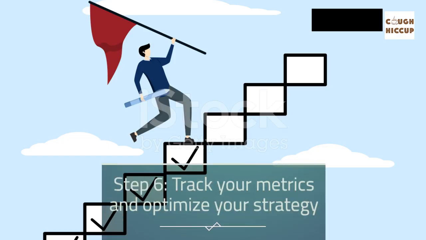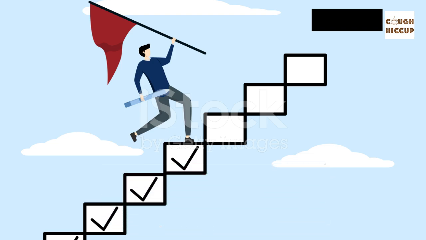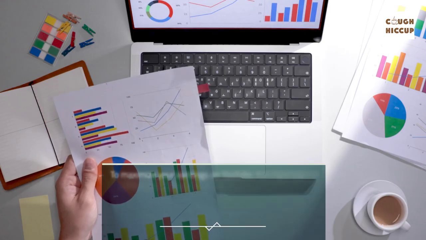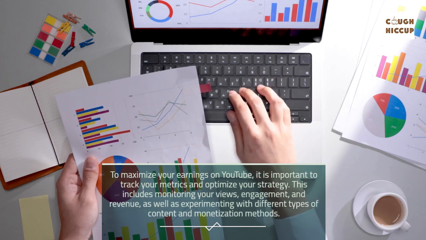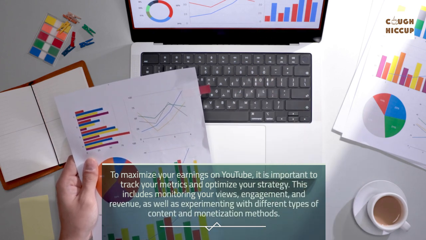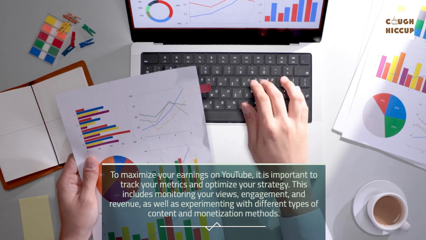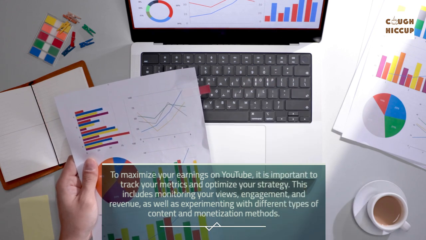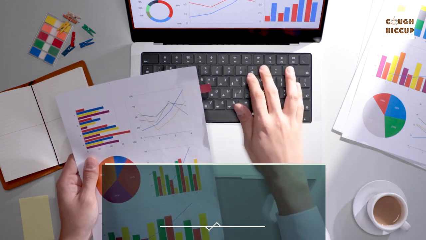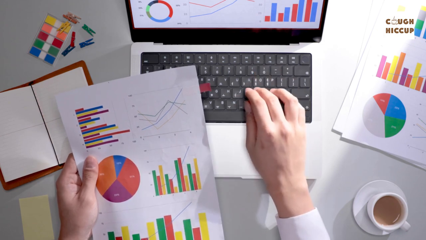Step 6. Track your metrics and optimize your strategy. To maximize your earnings on YouTube, it is important to track your metrics and optimize your strategy. This includes monitoring your views, engagement, and revenue, as well as experimenting with different types of content and monetization methods.